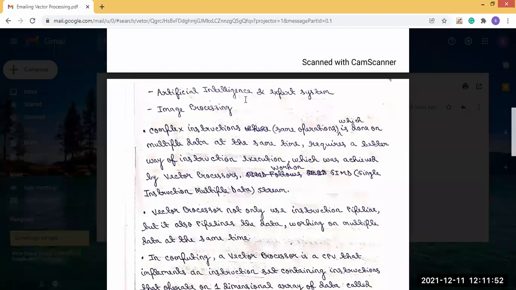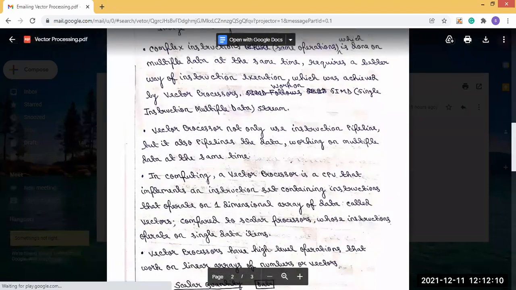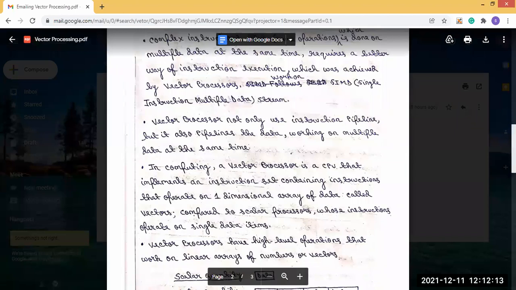In computing, a vector processor is a CPU that implements an instruction set containing instructions that operate on a one-dimensional array of data. It operates on one-dimensional arrays of data called vectors.